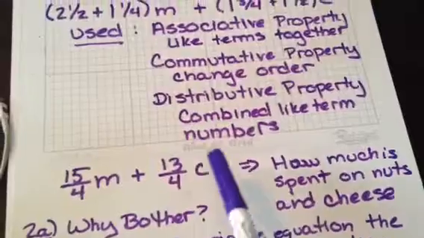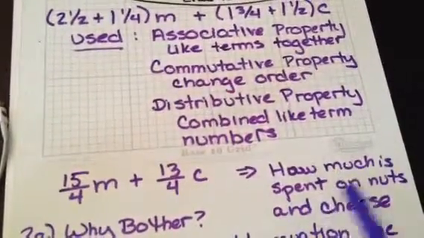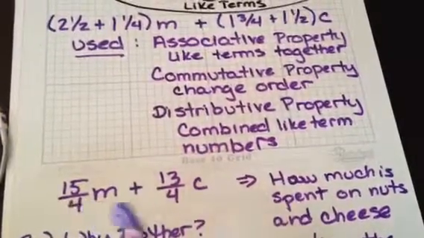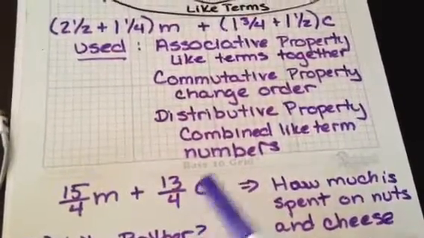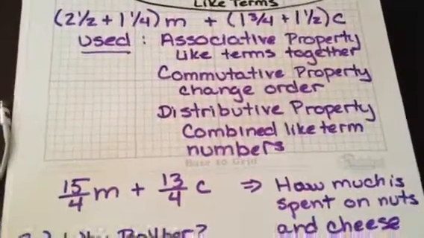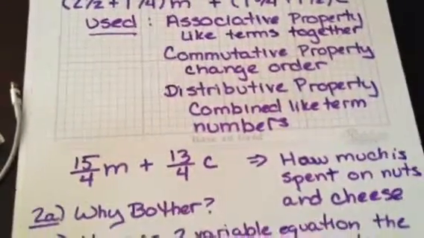Now this expression right here represents how much is spent on both the nuts and the cheese. So this is how much they spent on nuts. This is how much they spent on cheese. If I give you the price of nuts and the price of cheese, you can figure out how much was spent total.